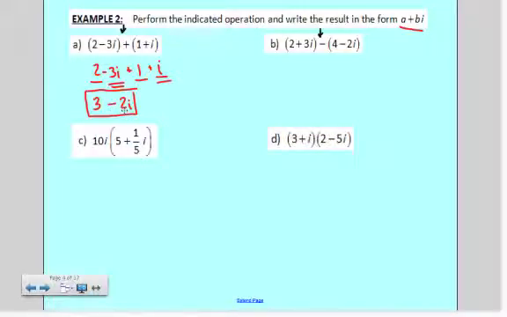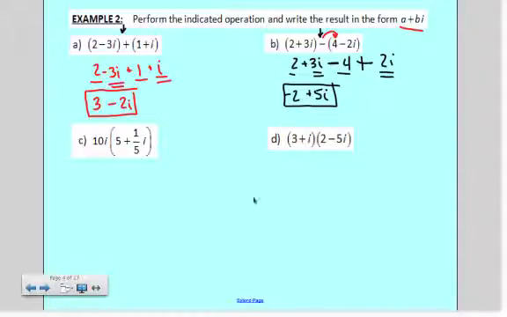All right, so letter B, we're going to distribute a negative. So all we're doing is just your basic operations of distributing a negative, and here we go. 2 plus 3i, now that's going to be minus 4, plus 2i. Once again, we do the same thing we did last time, which is add the similar parts. 2 minus 4 is negative 2, and plus 3i and plus 2i is plus 5i. Boom, we're done. Pretty easy, wouldn't you say? I would say.